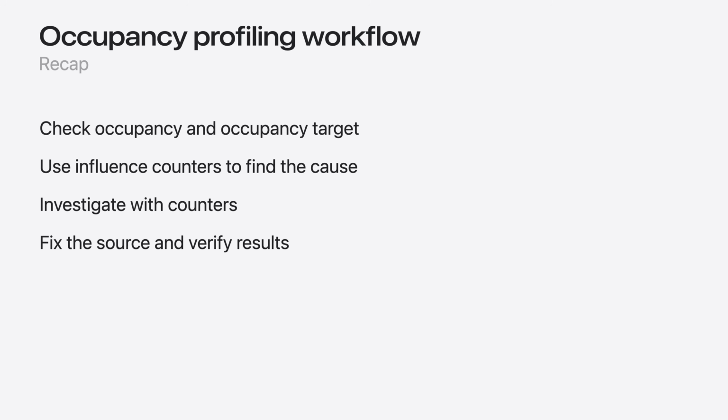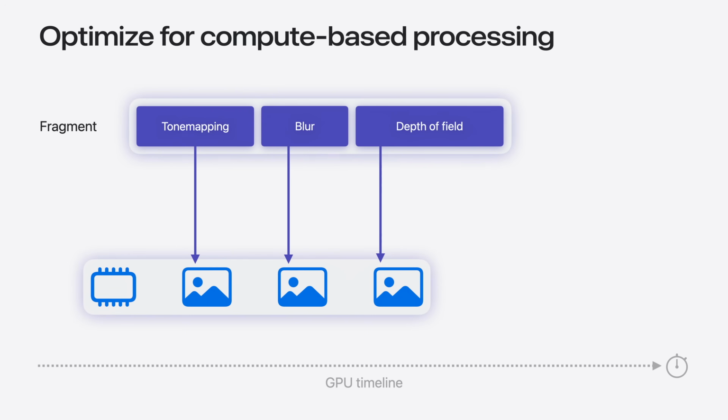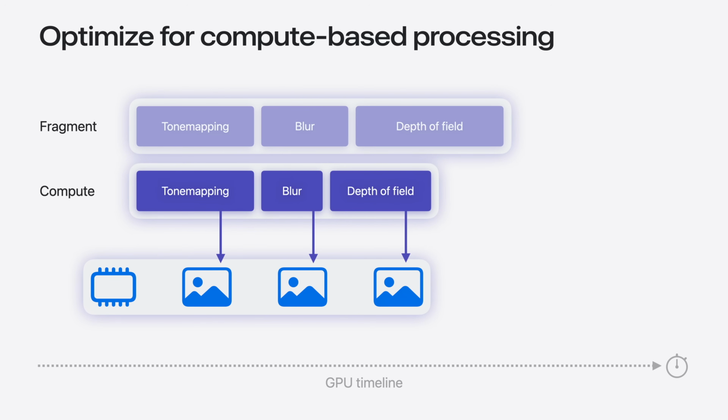Now let's move to best practices for universal texture compression. Universal texture compression works by default on M5. That said, there are a few things to keep in mind to maximize performance. As you saw earlier, universal texture compression brings automatic bandwidth savings and performance improvements to compute shaders, even when writing to textures. If compute fits your algorithm better than render, use it.